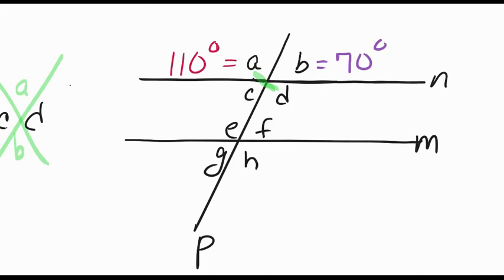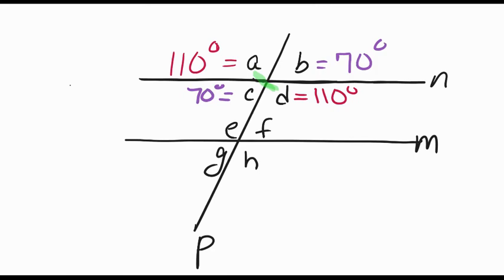They're not adjacent, they're not side by side, they're across from each other. And those are our vertical angles. The important thing to know is that vertical angles have the same measurement. So D is going to equal 110 degrees also, because when they're opposite each other, they have the same measurement. That means B and C are also the same, so they would both be 70 degrees.